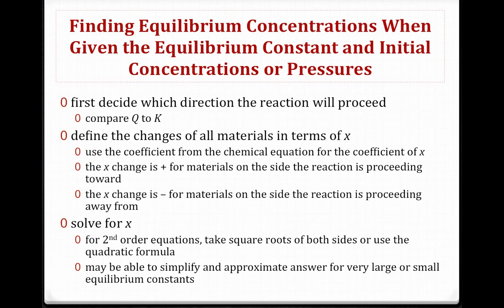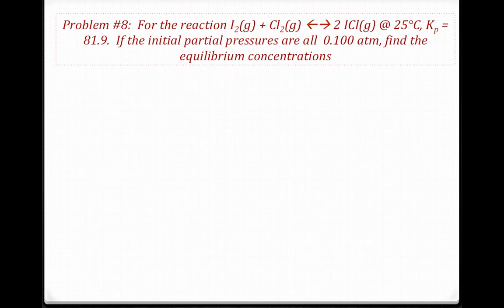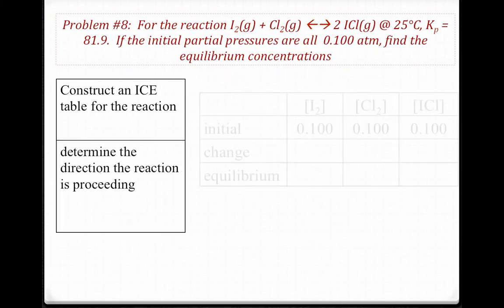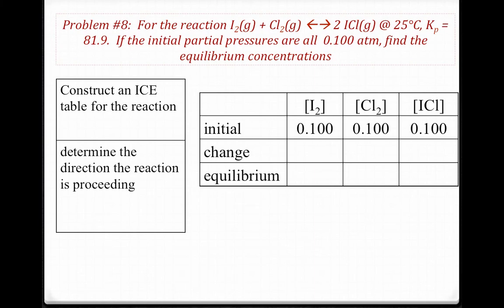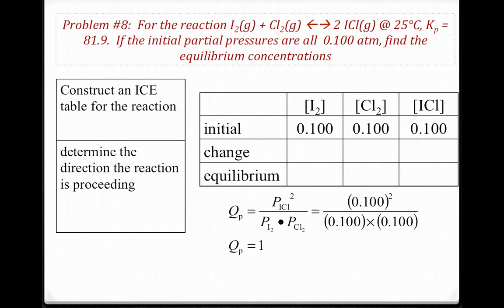You're also going to be able to figure out how to solve for equilibrium concentrations and eventually K and Q when you don't have the change. So what you're going to do is define the material in terms of X, and you're going to add or subtract X, remembering the coefficient, keeping that in mind. And then you're going to solve for X to get the concentrations, and then you're going to solve for K. So here's an example problem giving you an equation. It says for the reaction, if the initial partial pressures are all 0.1, find the equilibrium concentrations.